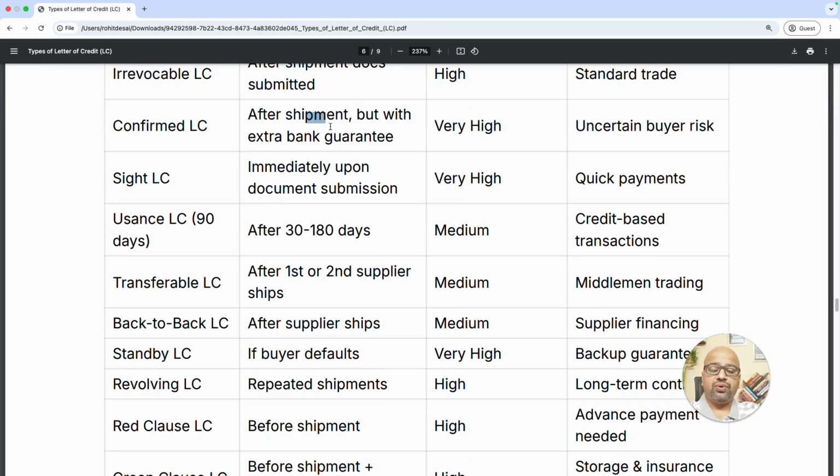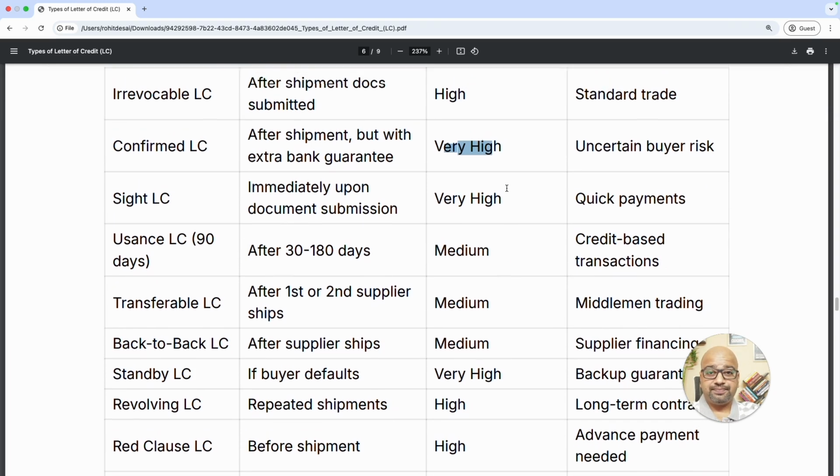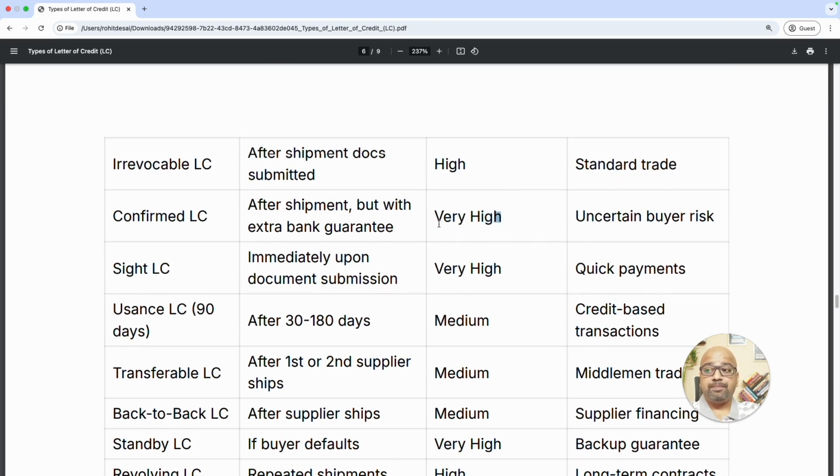Confirmed LC, if you want an additional bank guarantee, then you can take it. It's very high security, because you're not just asking for the buyer's bank guarantee, you're also asking an additional bank to guarantee my payment, so that your payment doesn't go anywhere. So if you just want to mitigate the risk, then this is one play to play. Sight LC, if you want an immediate or quick payment, very highly secured, you submit your documents, you get your payments done. That's it. There's no other clause here.